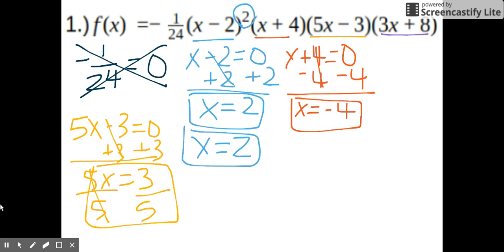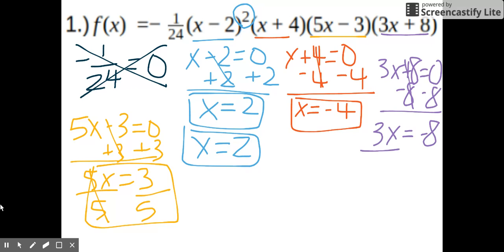And then last but not least, I've got 3x plus 8 equals 0. I'm going to subtract 8, so I got 3x equals negative 8. And then I'm going to divide by 3, and I got x equals negative 8/3.